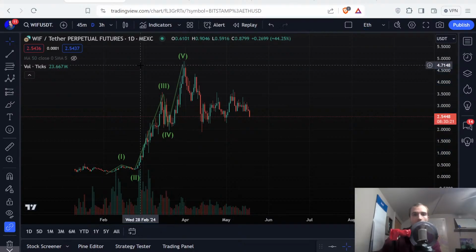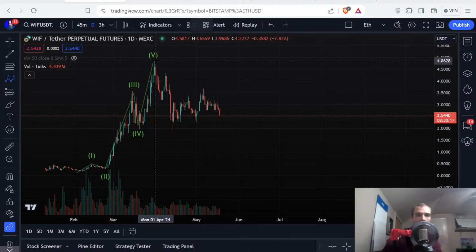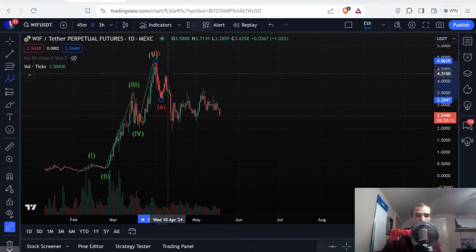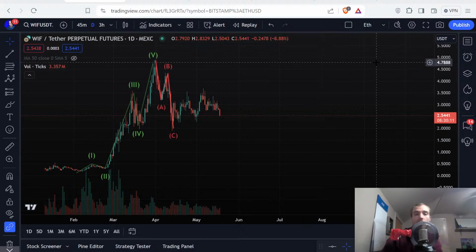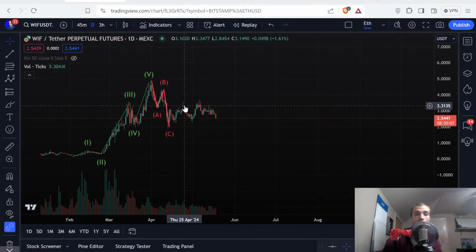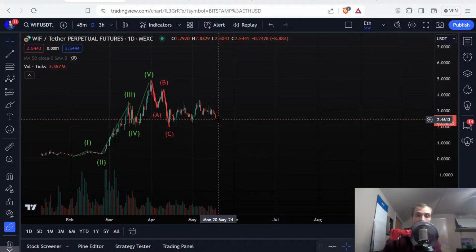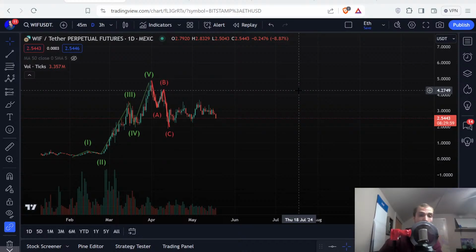So, all right, we got 5 waves up here on WIF. And then if you have an ABC correction here on the way down, you guys can clearly see that this is a complete Elliott wave cycle here with WIF. Now, the short term might chop around a little bit like this, but if you know anything about crypto, expect some chop in the short term. That's what crypto does. It chops around in the short term.